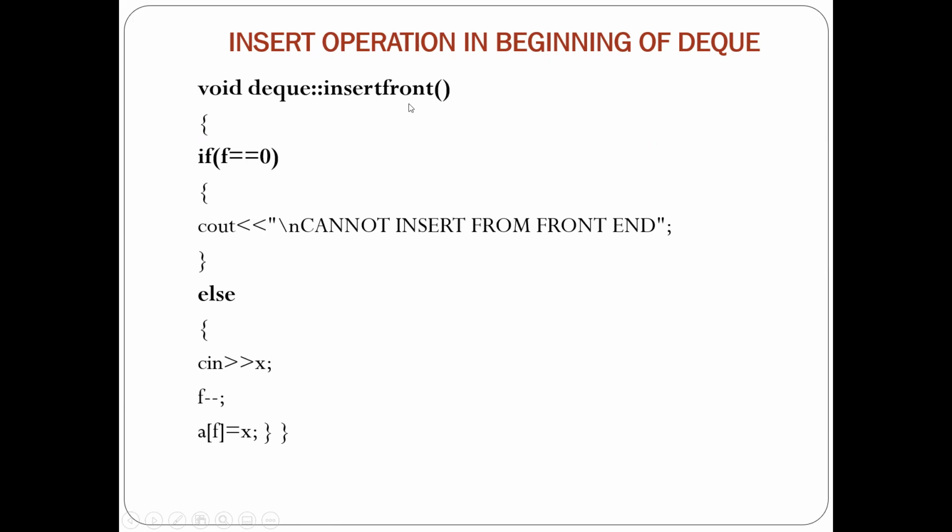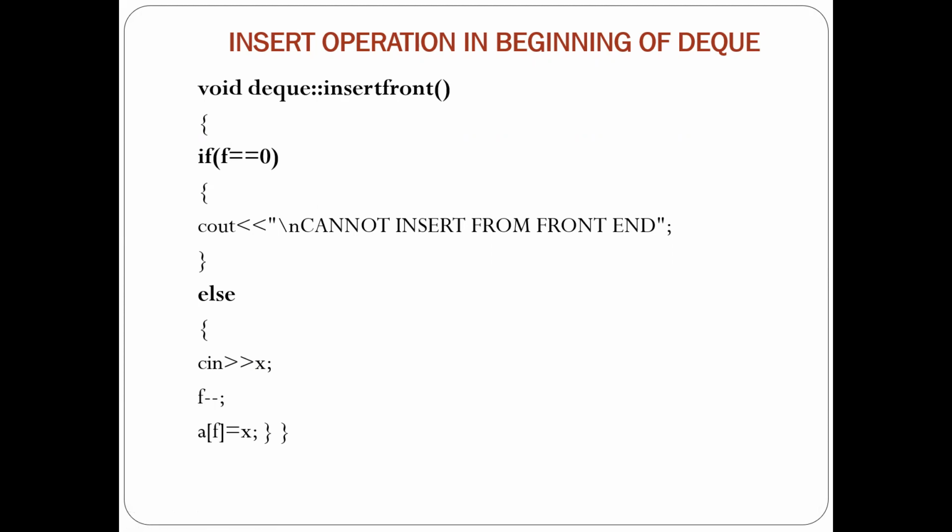front end. If we want to do the insertion from the front end, then first we have to check whether your front index is there. If it is at the -1 position, then we can do the insertion from the front end. But if it is at the 0th position, then we cannot insert from the front end. If it is not at the 0th position, then accept the element from the user. Then F-- we have to do here.